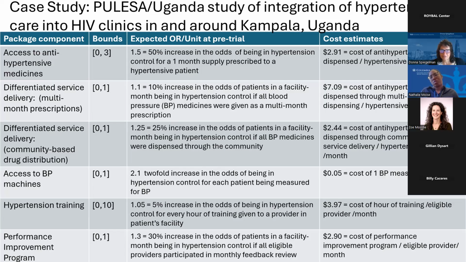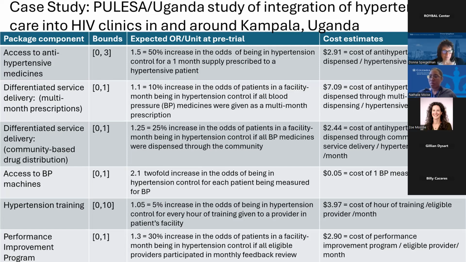We measure that by a 1 month supply prescribed to a hypertensive patient, and that can range between 0 and 3. So there's the idea that maybe patients can get 3 months of medicine, like they get their HIV medicines now pretty much every 3 months if they're stable. And so we'll look at those bounds, and differentiated service delivery is, should they get it monthly or can they get the 3 month supplies?